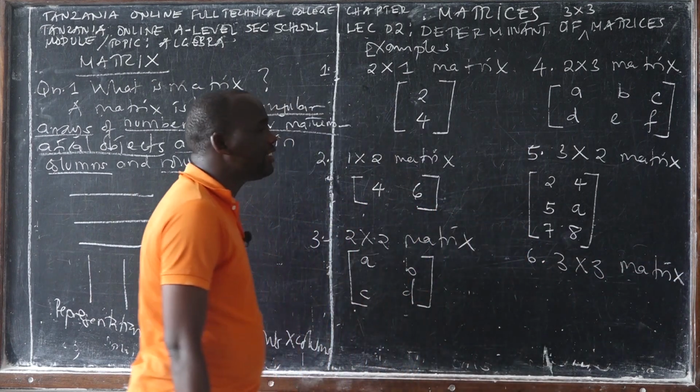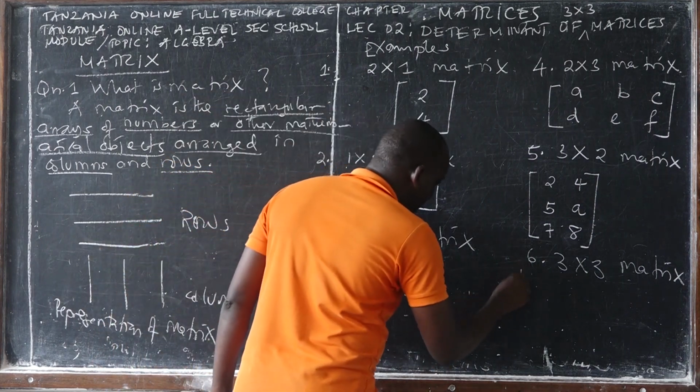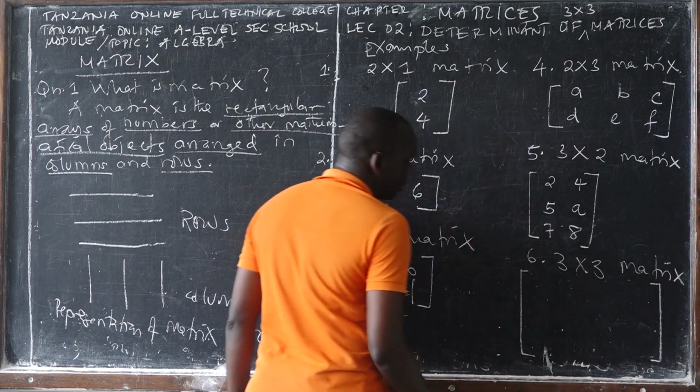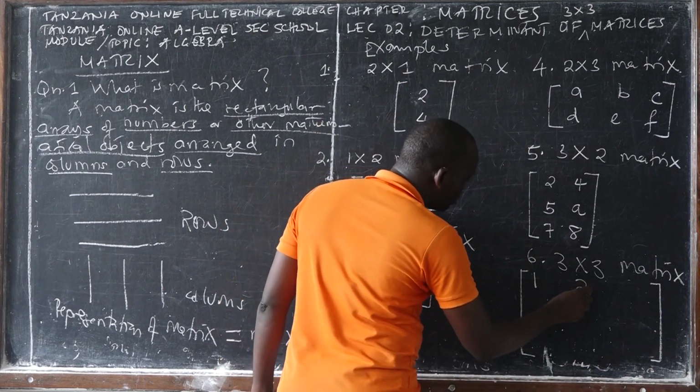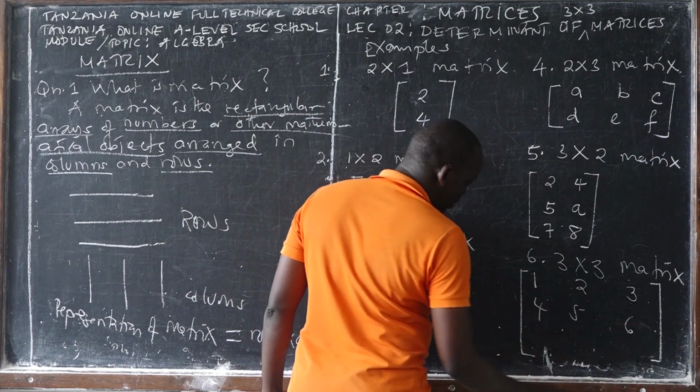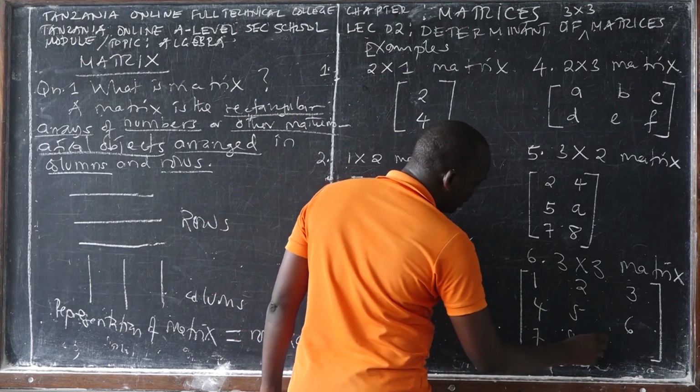Then number 6, it's what we say a 3 by 3 matrix. So for a 3 by 3 matrix, how many rows do we have? 3. How many columns do you have? 3. So for instance, we can have 1, 2, 3, 4, 5, 6, 7, 8, 9.